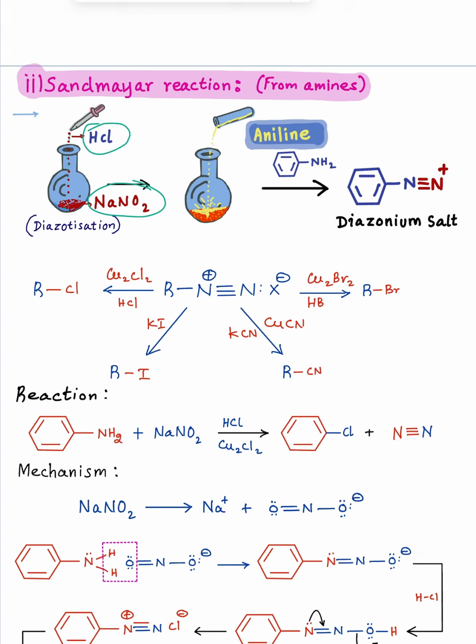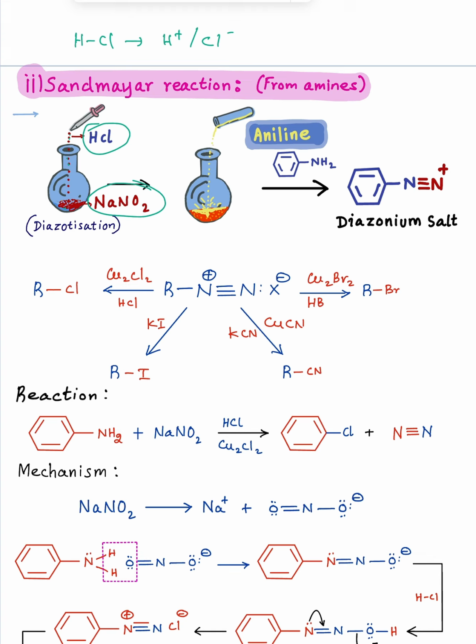So what is nitrous acid? The nitrous acid formula is HNO2, while the nitric acid formula is HNO3. Don't confuse them. So here I have the HCl. The HCl can dissociate in the form of what? H plus and Cl minus.